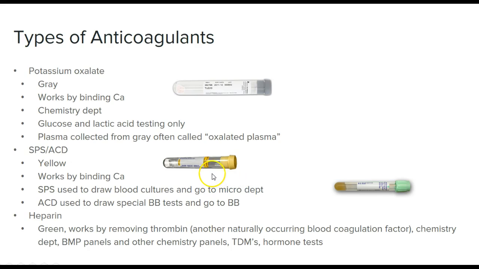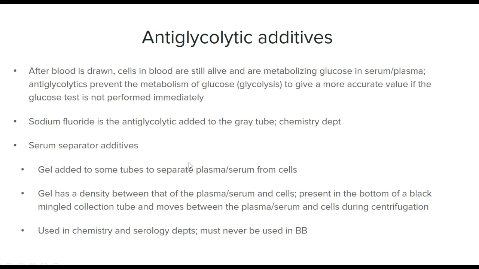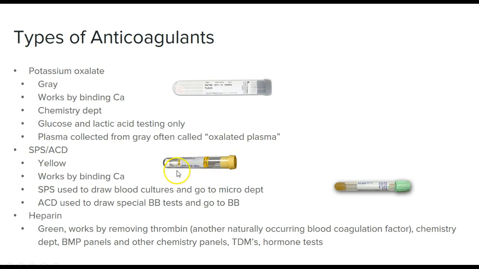The SPS or ACD tube is the yellow top tube. It also binds calcium. It's used to draw blood cultures and they go to the micro department. However, these are not highly recommended for blood cultures, but that's what they are made for. The ACD is used to draw special blood bank tests, and that would go to blood bank.